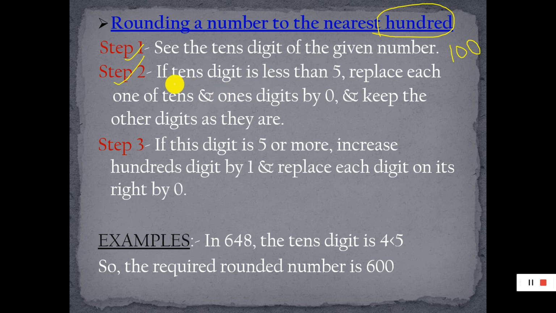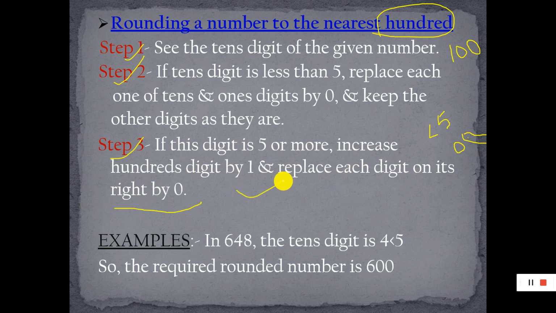What is written? If the tens digit is less than 5, then you replace each one of the tens and ones digits by 0 and keep the other digits as they are. And the third step is, if this digit is 5 or more, increase the hundreds digit by 1 and replace each digit on its right by 0.